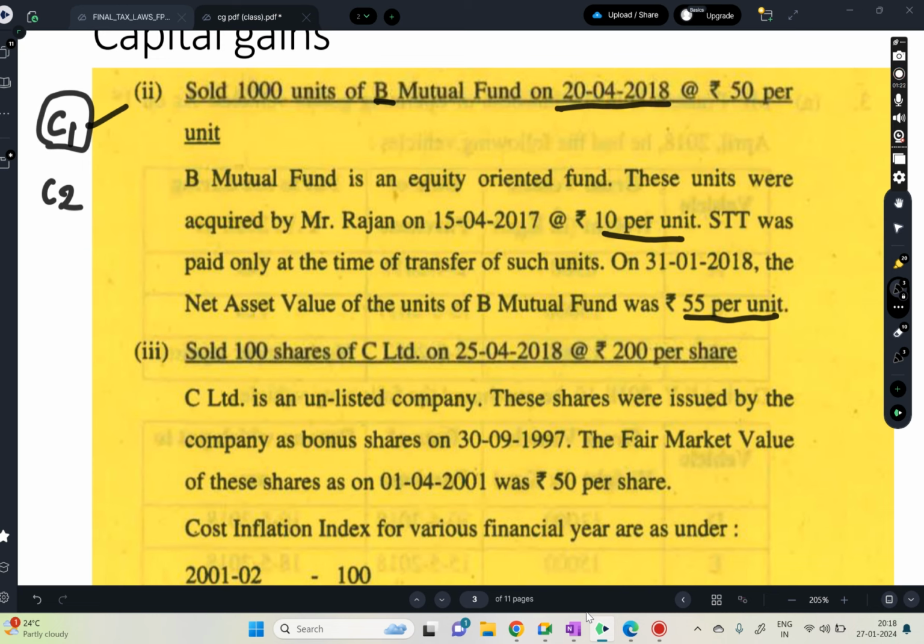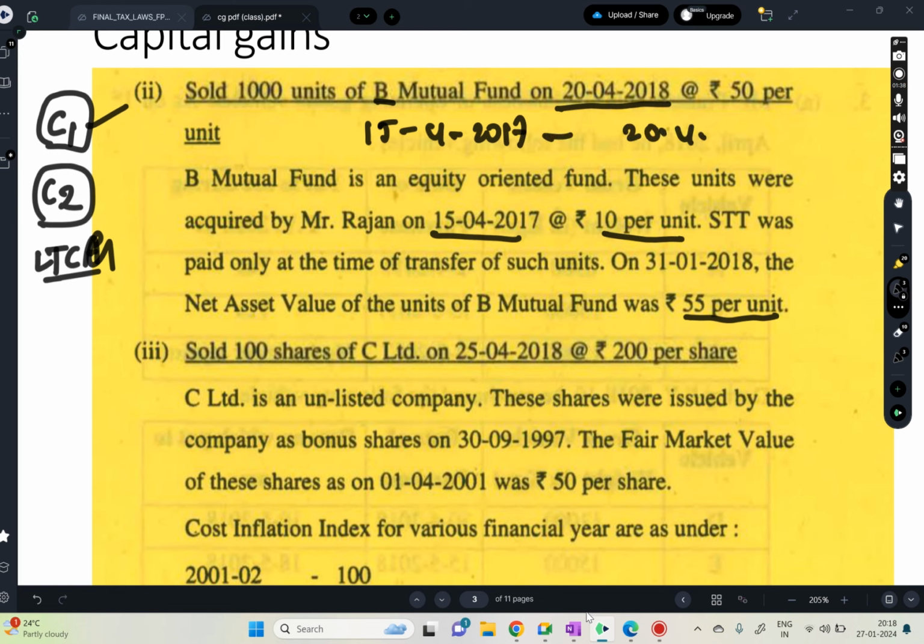Condition 2. It must be a long-term capital asset, or long-term capital gains. Let's first see whether it is a long-term capital gain or not. When did we buy this? We bought this on 15/4/2017 and sold on 24/2018. Now how many months do I need to check? 12 months, 24 months or 36 months? 12 months. This is more than 12 months, so we can say this is a long-term capital asset.